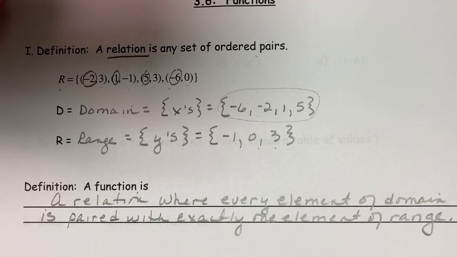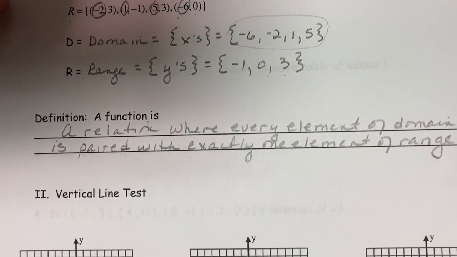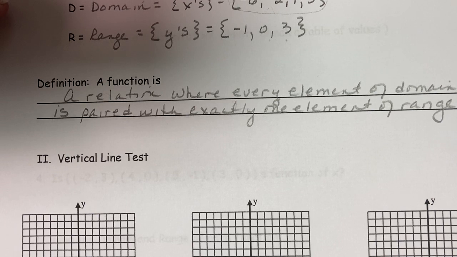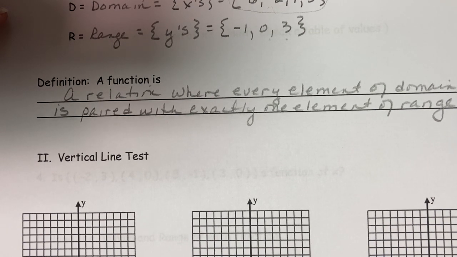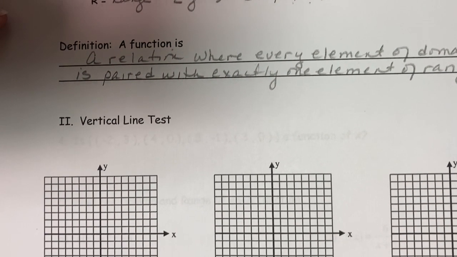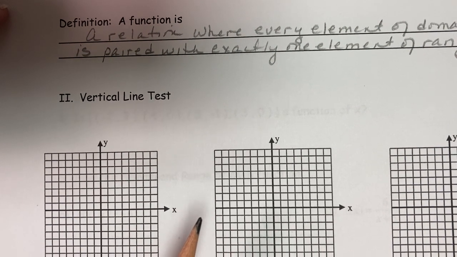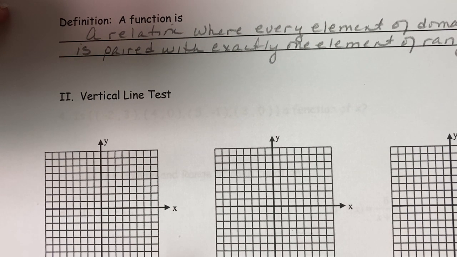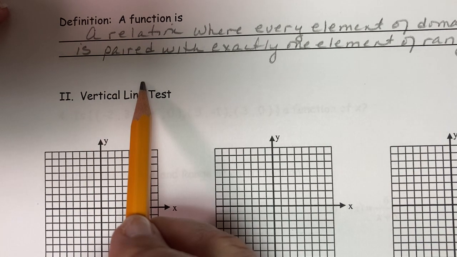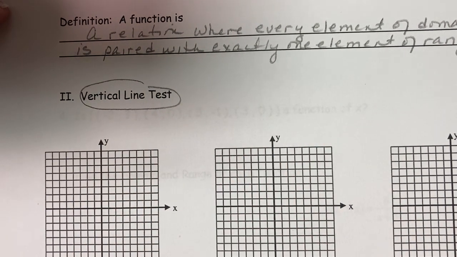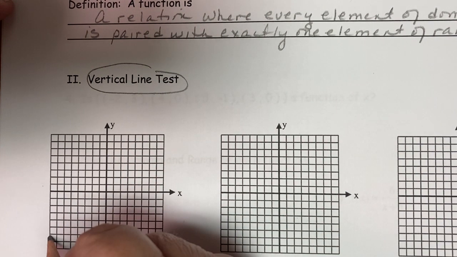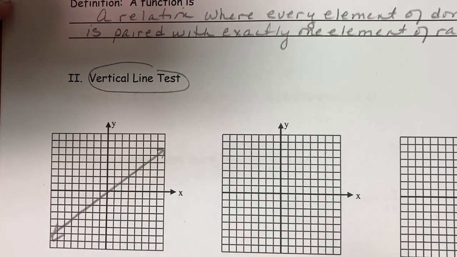Now, we look at relations in many different ways. One way to look at a relation is by looking at a picture or a graph. And the question becomes, how can I tell by looking at a graph or a picture if my relation, my set of ordered pairs that I'm about to graph, is a function? Well, you use something called the vertical line test. And here's how the vertical line test goes. Let's say I have this graph right here. I just drew a line.